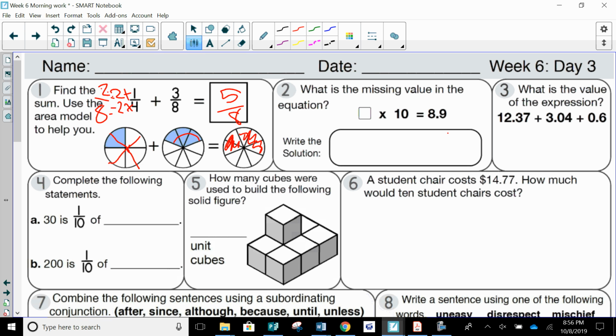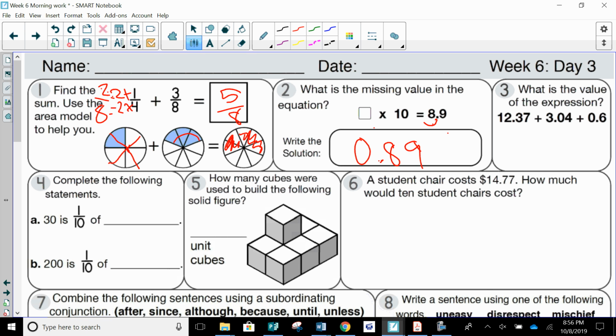Number 2 says, what is the missing value of the quotient? Okay. Well, if I'm multiplying this number that I don't know yet by 10, my decimal point moved to the right, because if I multiplied it by 10, that means it moved to the right one place. Then what I started with, all I would have to do is move that decimal point back over to the left one place. Okay, so it would be 0.89, or 0 and 89 hundredths.